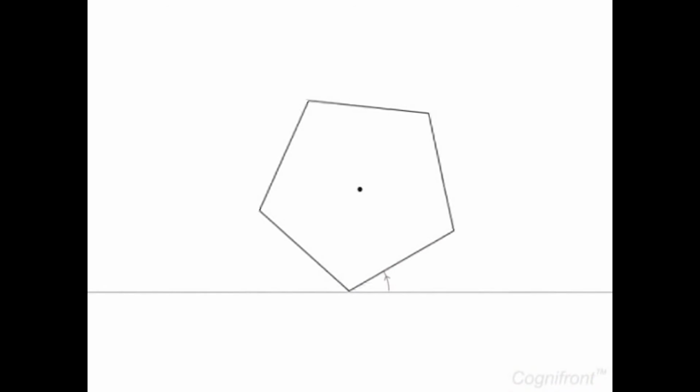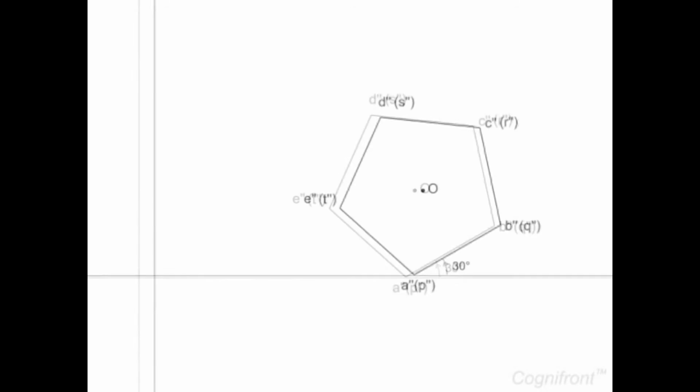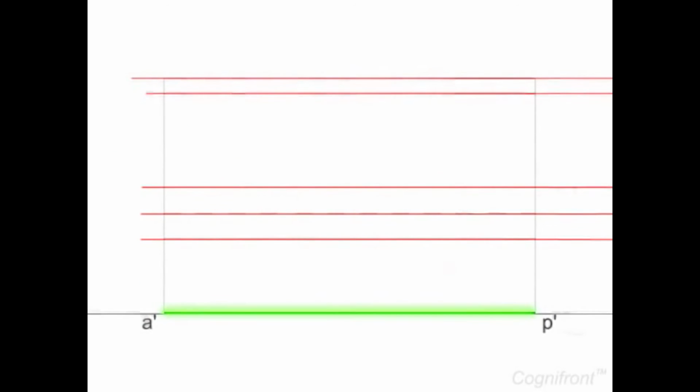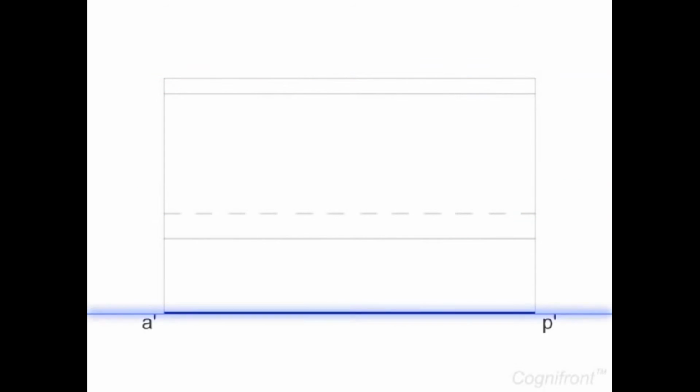First, let's generate a pentagon inclined at 30 degrees with XY. This is how the prism will appear from side view. Now, to construct the front view, project the corner points of the pentagon parallel to XY. The prism is resting on HP with its edge A', B' of length 150 mm coinciding with line XY.